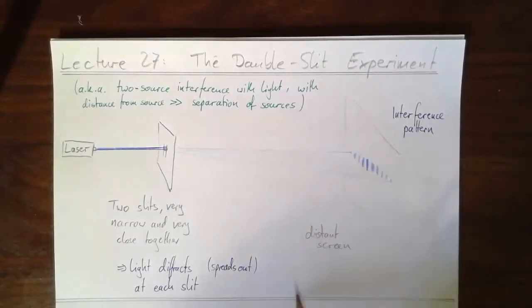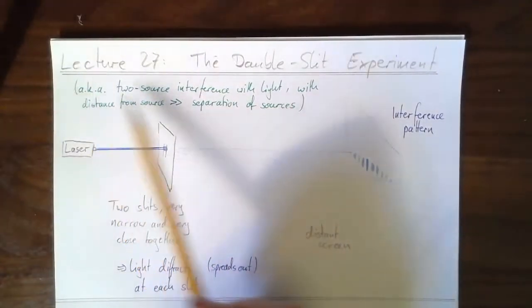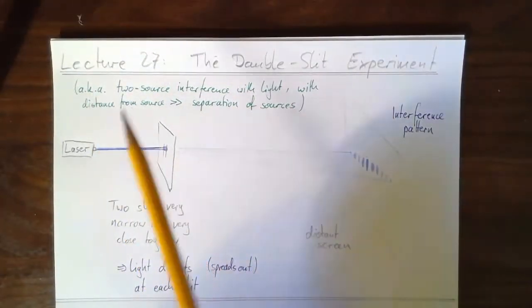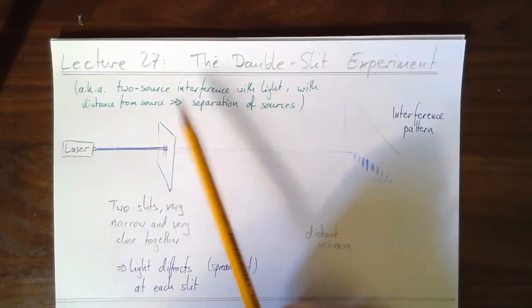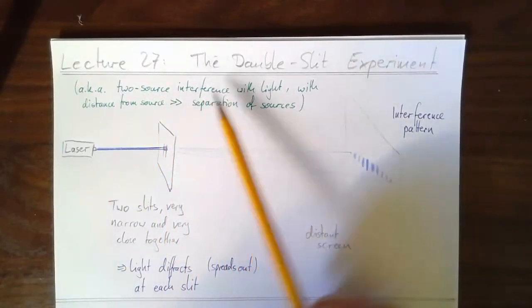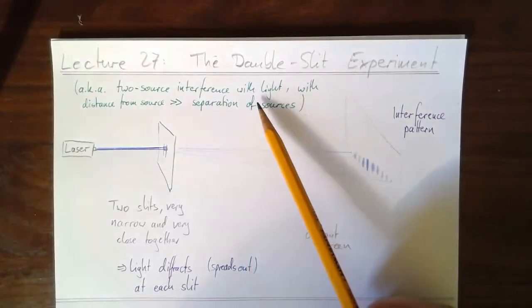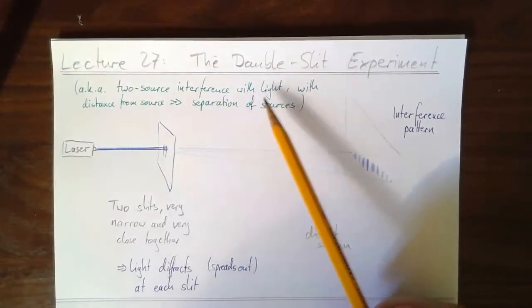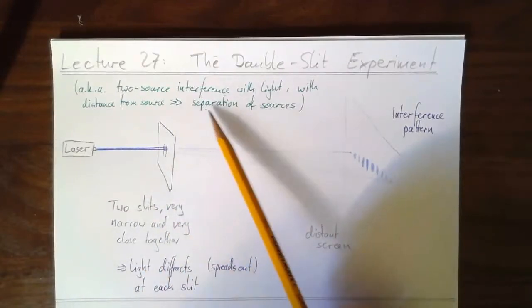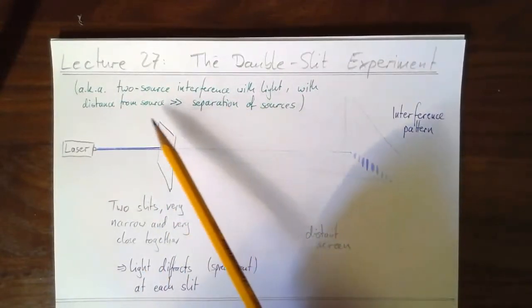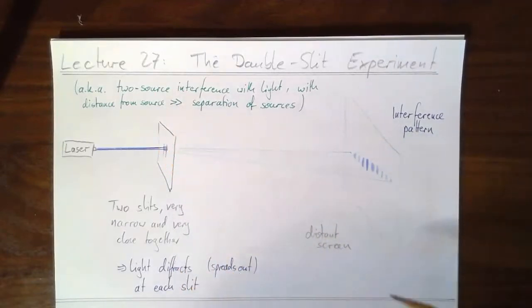Alright, so here's what a double-slit experiment is. Here I wrote it out in green. It's essentially nothing but two-source interference, the way you know and love from the two speakers, for example, but with light. And with the separation between the sources being a lot smaller than the distance where we analyze what happened.